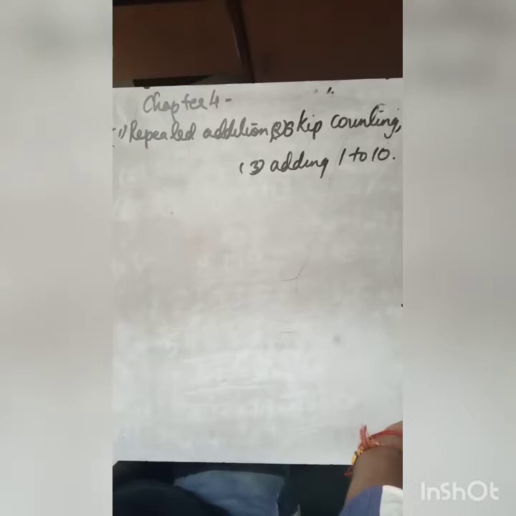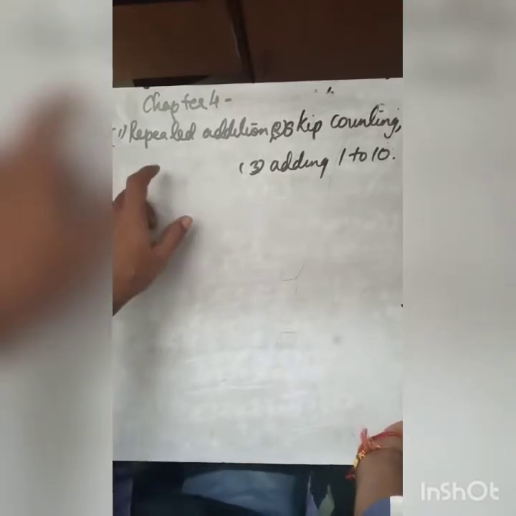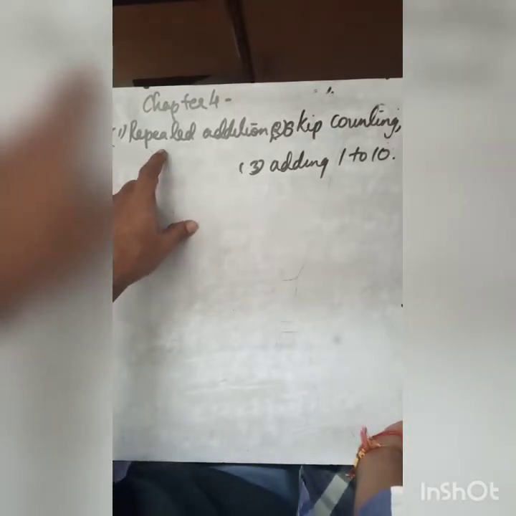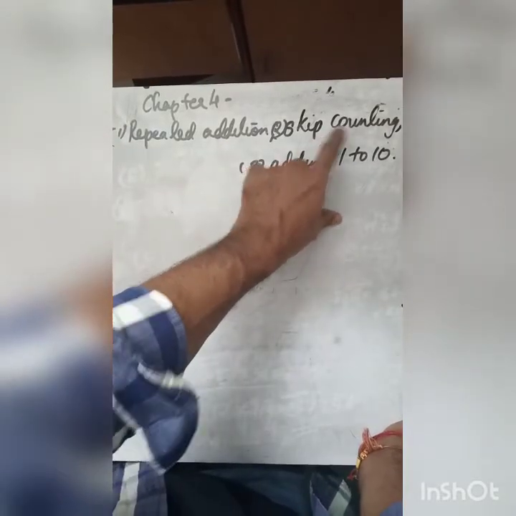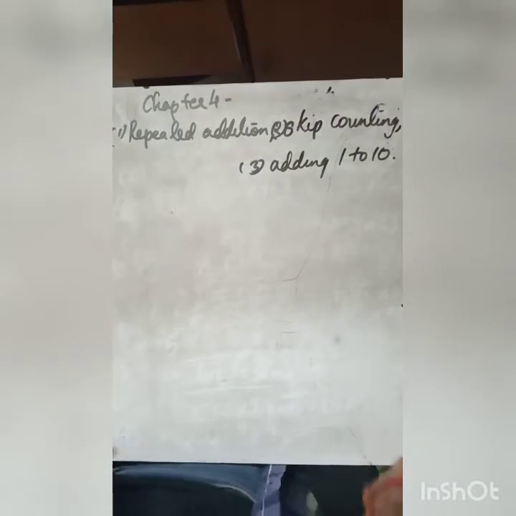That would be for class 5. So before we start with chapter number 4, there are a few things which I would like you people to revise so that the understanding about the chapter becomes much simpler. Now the concept we are going to learn about is repeated addition, the first method. The second method is skip counting, and the third would be addition from 1 to 10.